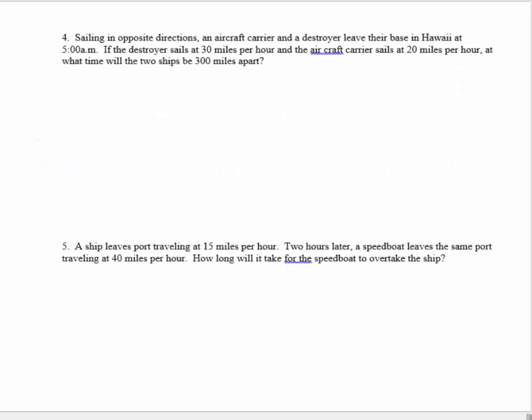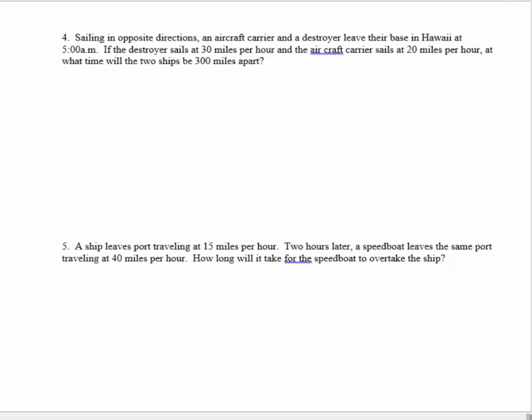Number 4. Sailing in opposite directions, an aircraft carrier and a destroyer leave their base in Hawaii at 5 a.m. If the destroyer sails at 30 miles per hour and the aircraft carrier sails at 20 miles per hour, at what time will the two ships be 300 miles apart? So these are different problems. So let's figure out a picture that'll help us create an equation.